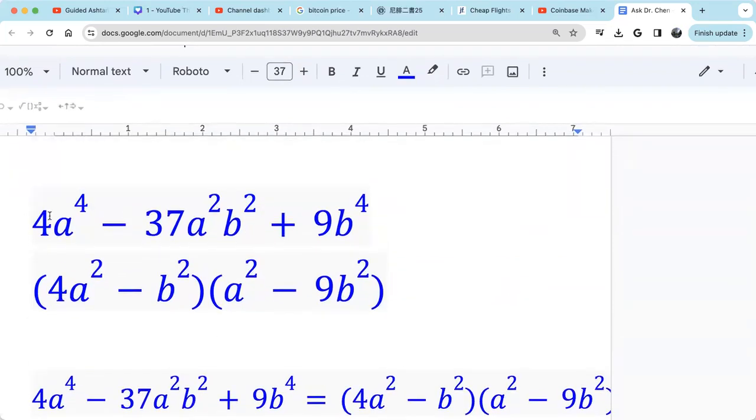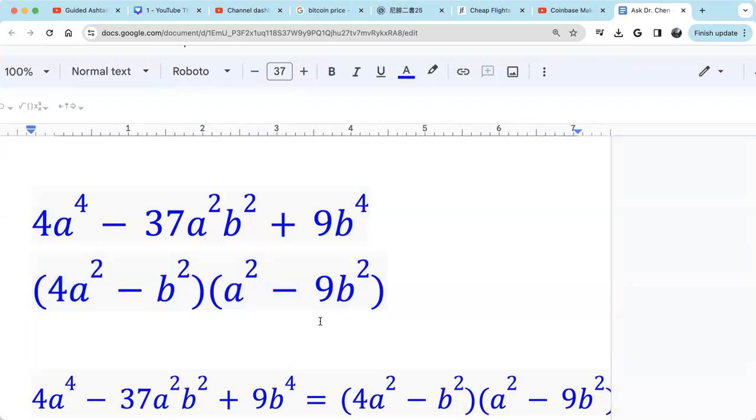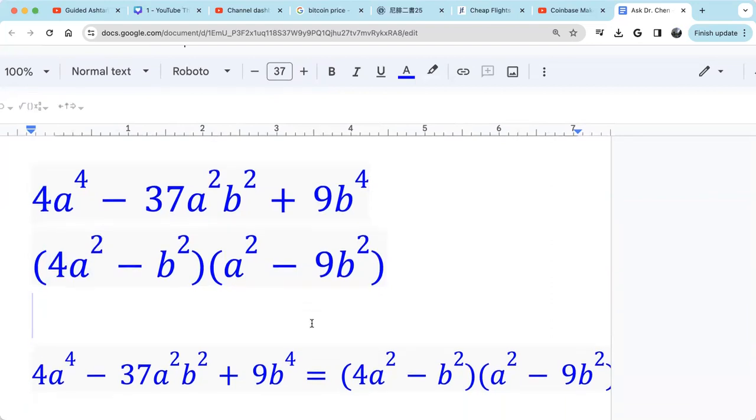Otherwise, if you are able to see that it's a to the 4th, the middle term is a squared b squared, and the last term is b to the 4th, you just have to find how the factors of 4 and 9 come up with the middle term of negative 37. And indeed, you can factor it as 4a squared minus b squared times a squared minus 9b squared. But we didn't finish. This is just the first step, because usually when we factor, we want to factor completely.